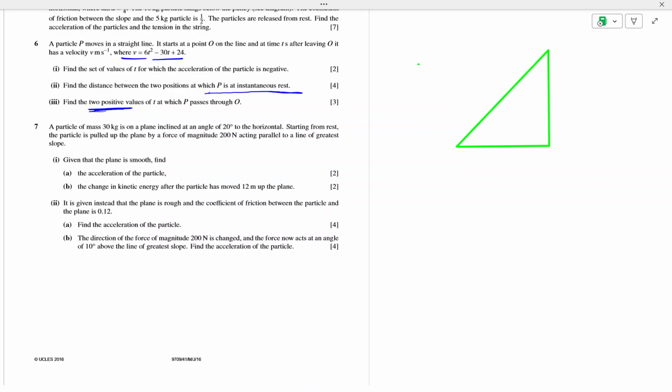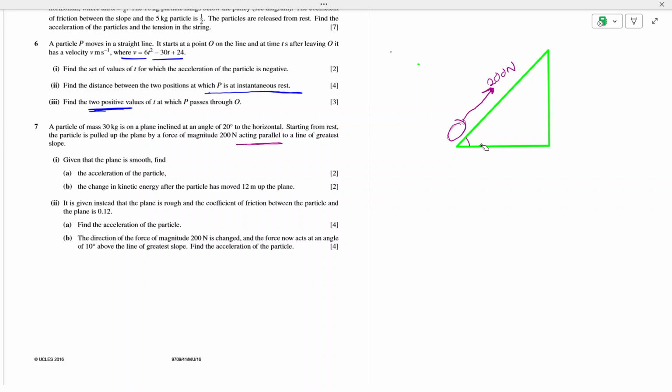There you go. So we have a particle that has a constant mass, a constant pulling force of 200 newtons. It says it's parallel to the plane, right? To the line of greatest slope, right? And then we know that this is 20 degrees.